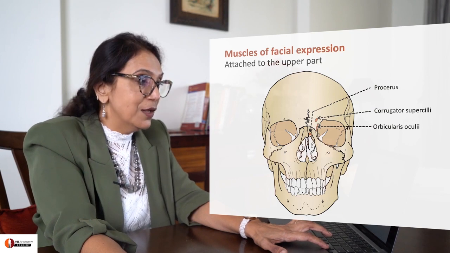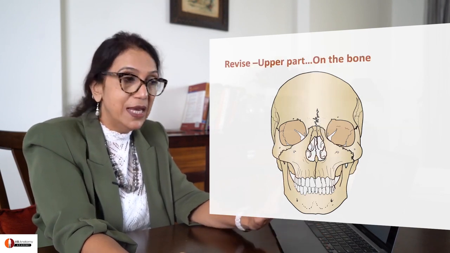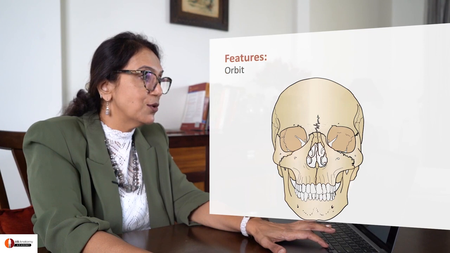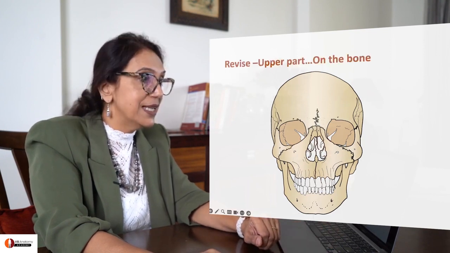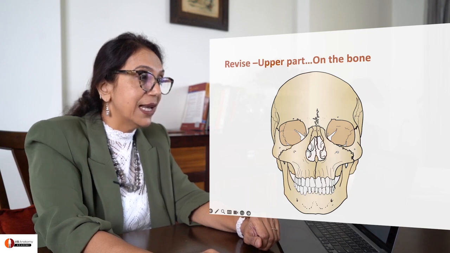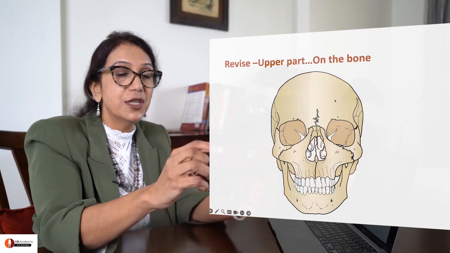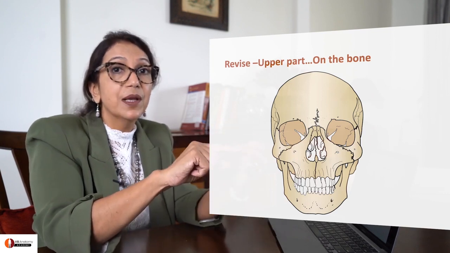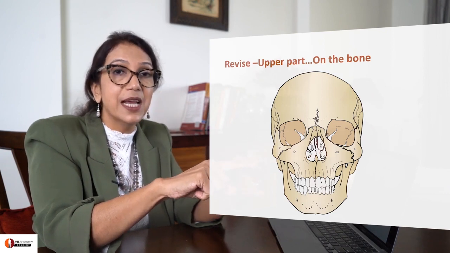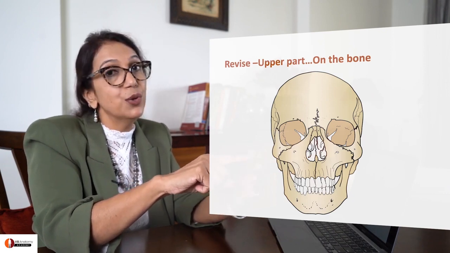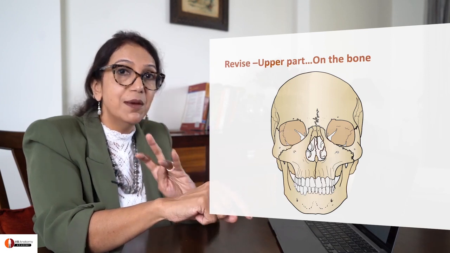So, let's revise the upper part. It was very easy. You saw how it consisted of nasion, superciliary arches on either side, glabella here, frontal prominences here. This is the orbital plate of frontal bone, and you saw three muscles attached here. They were P for procerus, C for corrugator supercilii, and orbicularis oculi. Three muscles. Try and remember them.